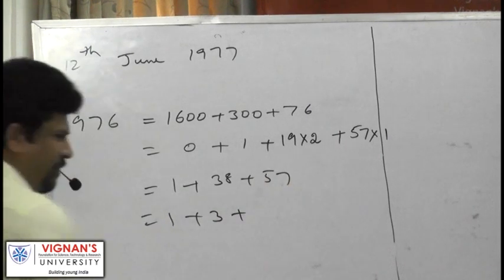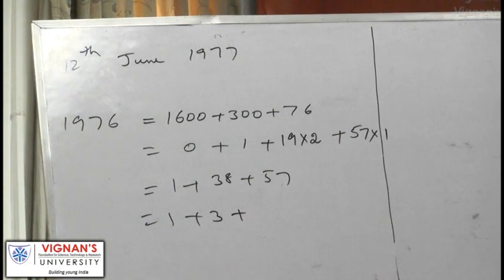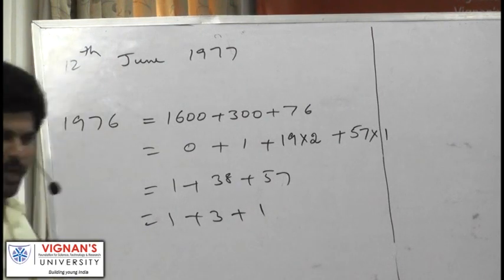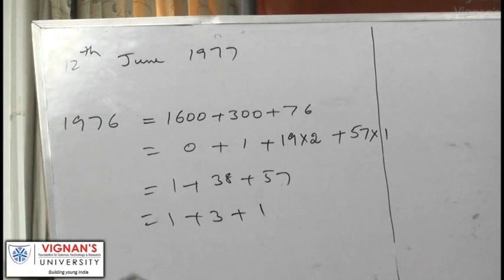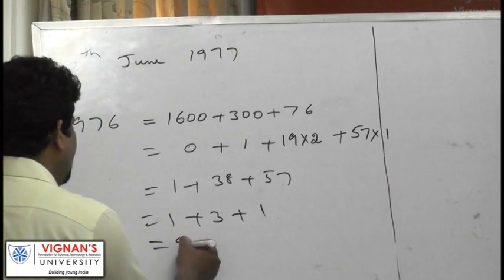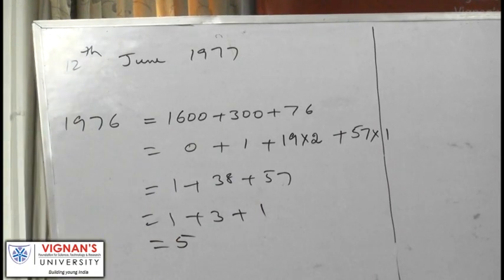Now similarly 57: 7 8s are 56, it means 8 complete weeks are there. Extra is 1 odd day. So I am taking only that 1 extra. So total how many now? 1 plus 3 plus 1 is 5. So in 1976 years you have 5 odd days.